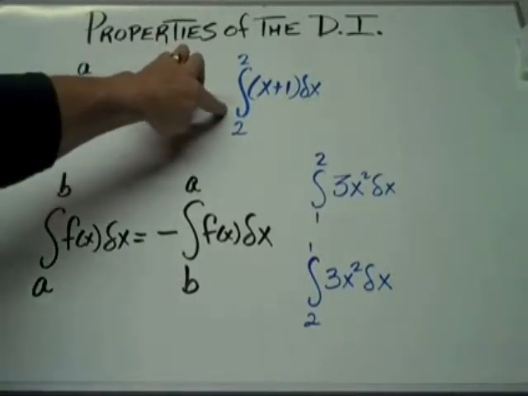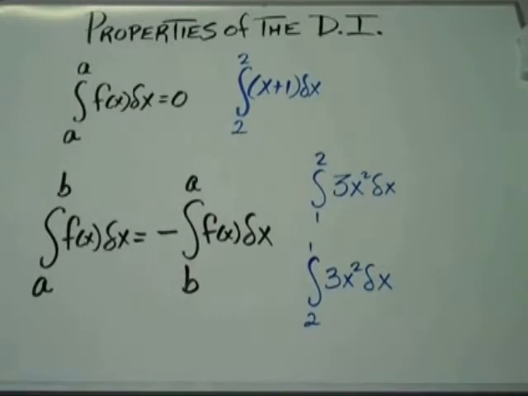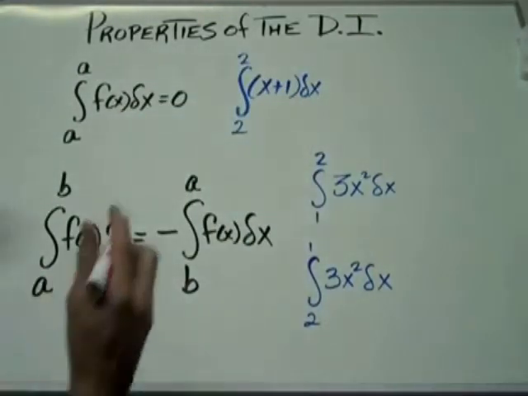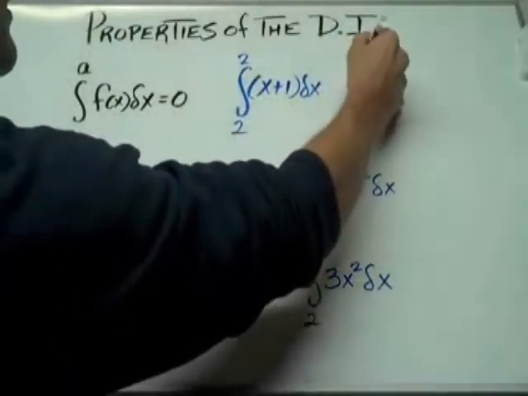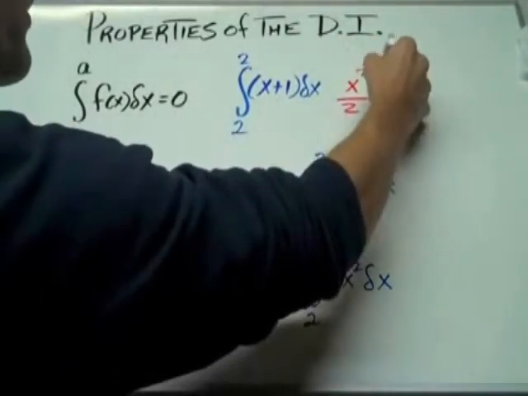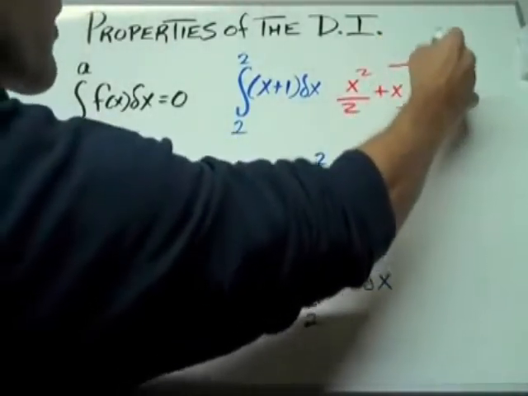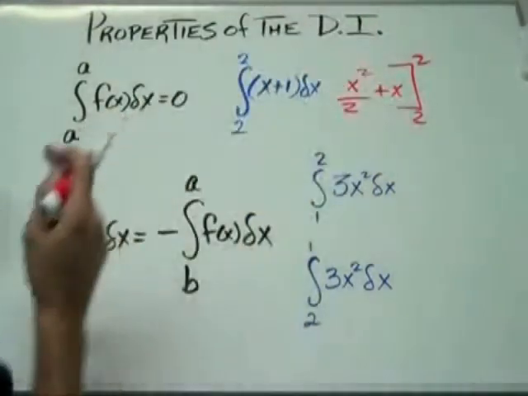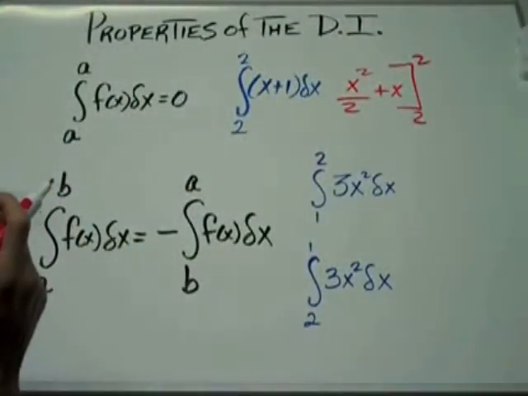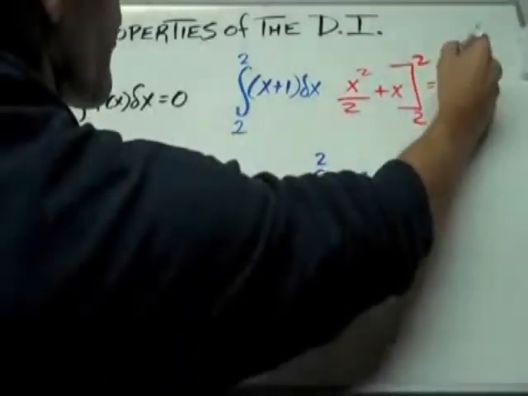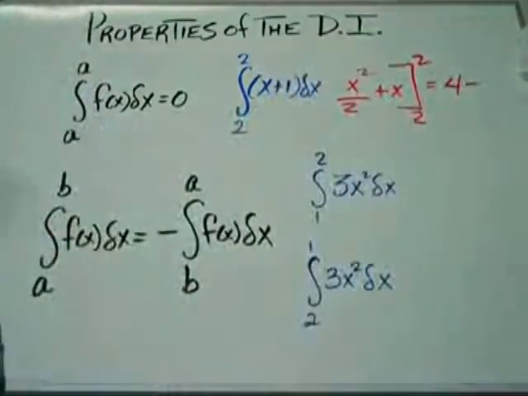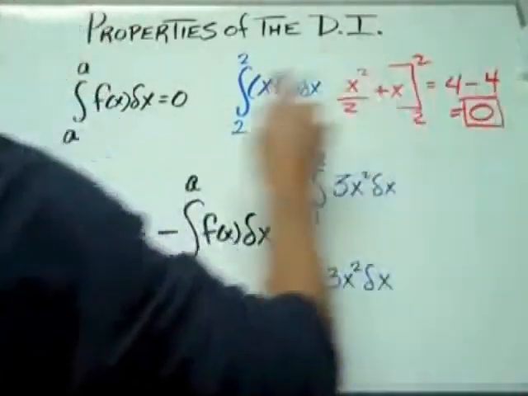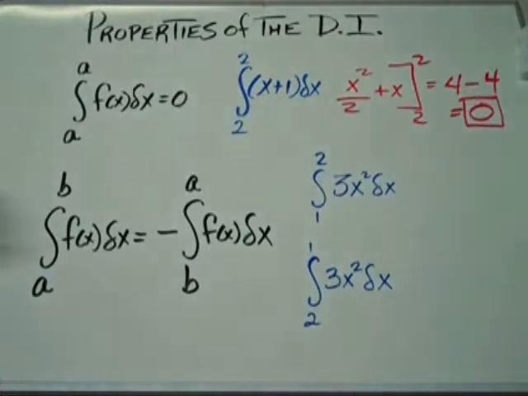We can prove it by taking an easy example here. What's the definite integral of this? Well, we have to find the indefinite integral here, which would be x squared divided by 2 plus x from 2 to 2. That means we're going to have to plug in 2. When I plug in 2, I get 2 squared is 4 divided by 2 is 2, plus 2 is 4. So I get 4 minus, when I plug in 2 again, I get 4, which is equal to 0. So we see that, yes, this rule does hold.